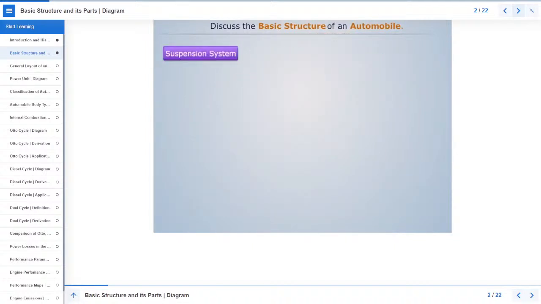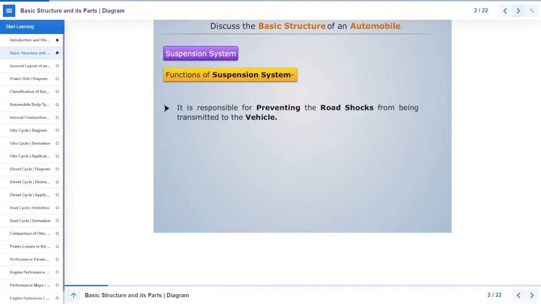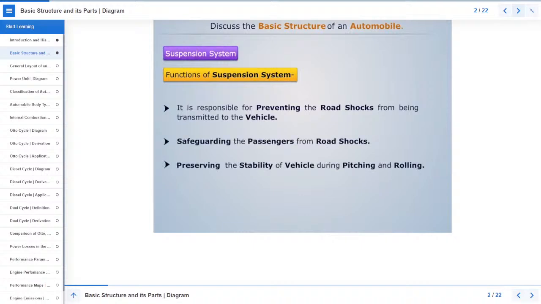Suspension system. Functions of suspension system. It is responsible for preventing road shocks from being transmitted to the vehicles, safeguarding the passengers from road shocks, and preserving the stability of vehicle during pitching and rolling.